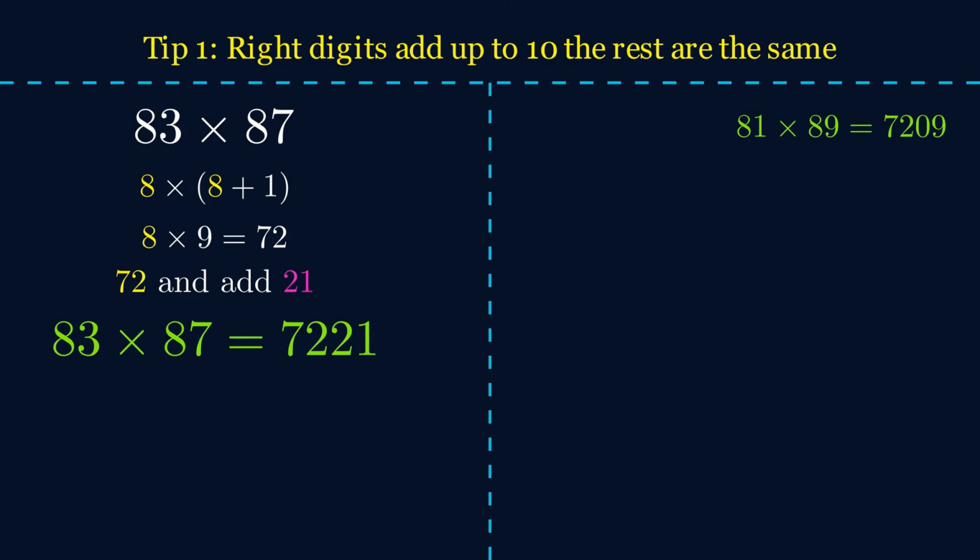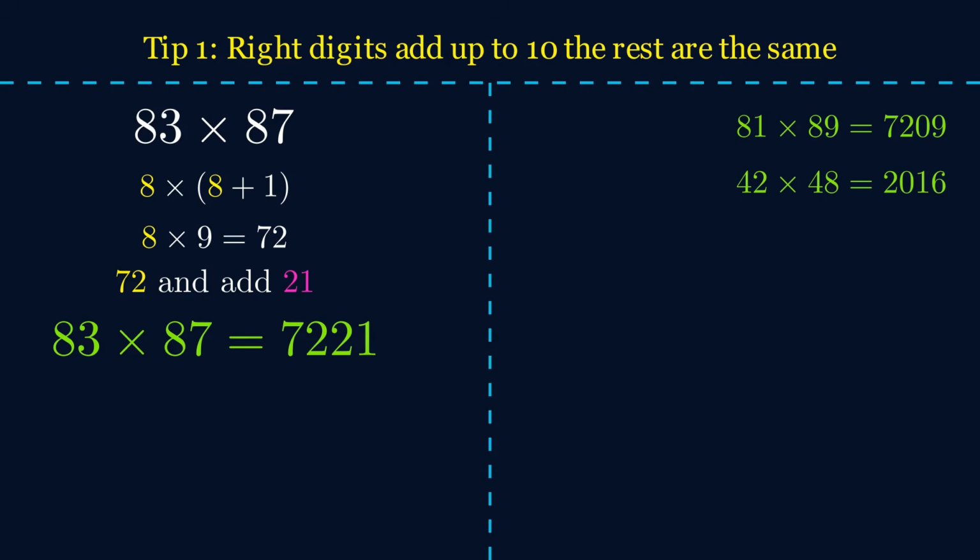Let's see another one. 81 times 89. 1 plus 9 makes 10. 8s are the same. Multiply 8 by the next number, which is 9. That's 72. And 1 times 9 is 9, but we always fill 2 digits, so that's 09. Put them together, 7209, or 7,209.